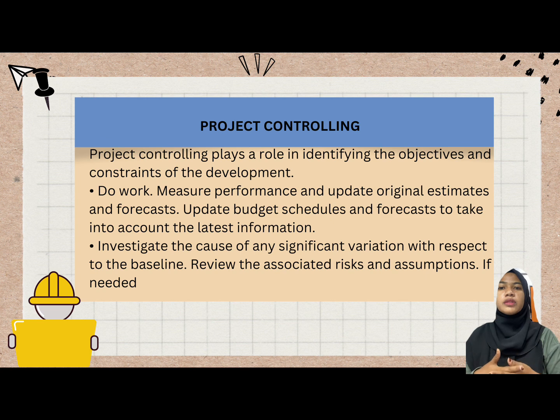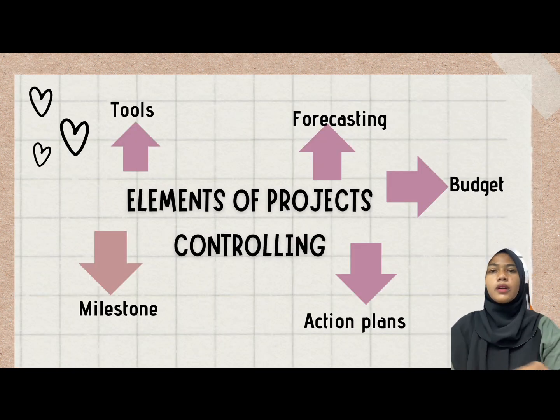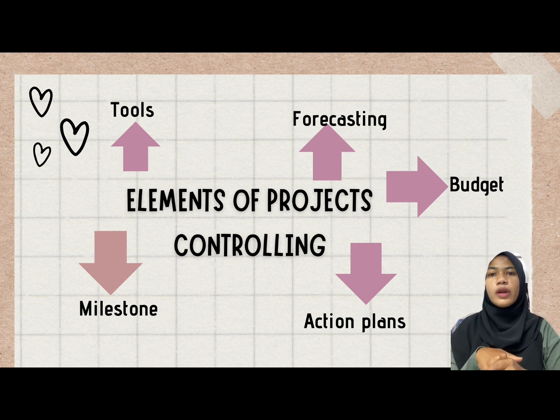Next slide is about project controlling. Project controlling plays a role in identifying the objectives and constraints of the development. First, measure performance and update original estimates and forecasts, and update budget schedules and forecasts to take into account the latest information. Another, investigate the cause of any significant variation with respect to the baseline. Review the associated risks and assumptions if needed. In this presentation, I also attach project control elements like tools, milestones, forecasting, action plans, and also budgets.